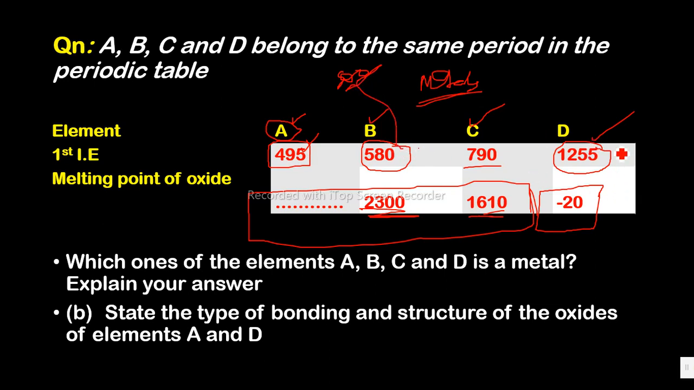But for element D, with a high first ionization energy and a very low melting point, you can see it is minus 20. So this is either a liquid. Now we need to know the boiling point to conclude if it's a gas or not. So we shall conclude that D is a non-metal. Okay? Any question for me?